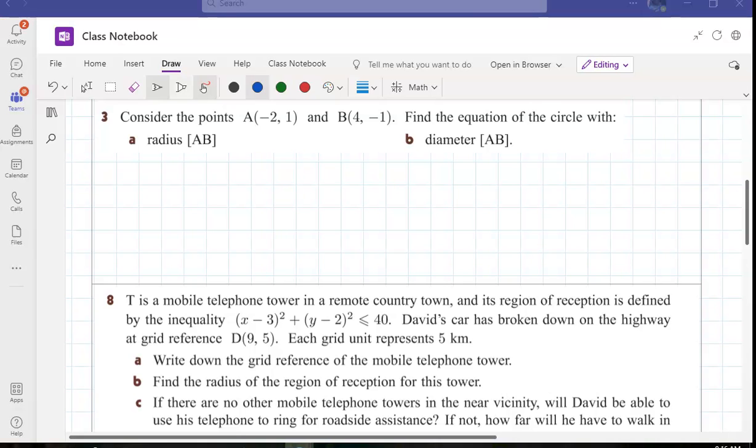Consider the points AB. Find the equation of the circle with radius AB, diameter AB. So we've got circle. It's not bad. Right, radius AB.